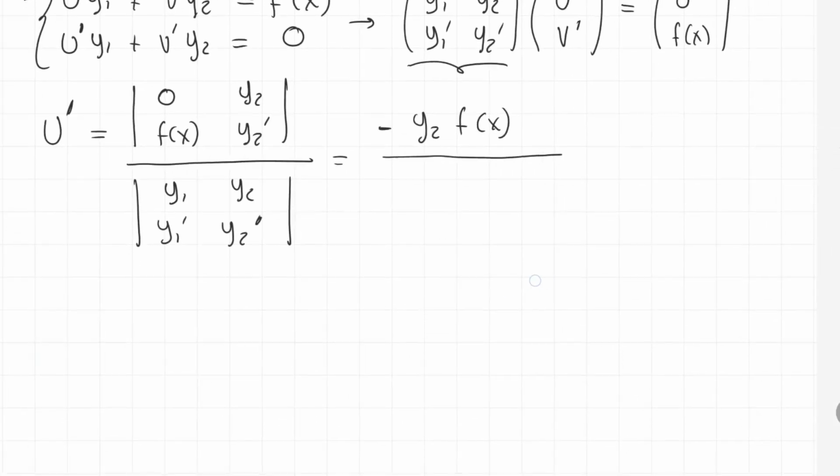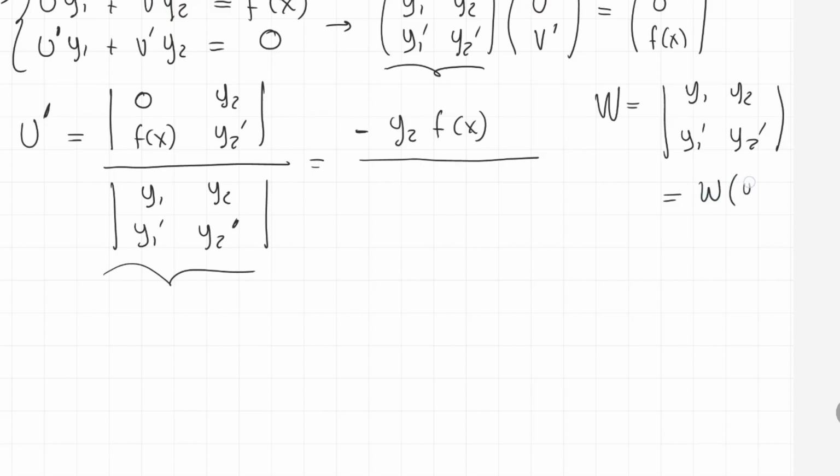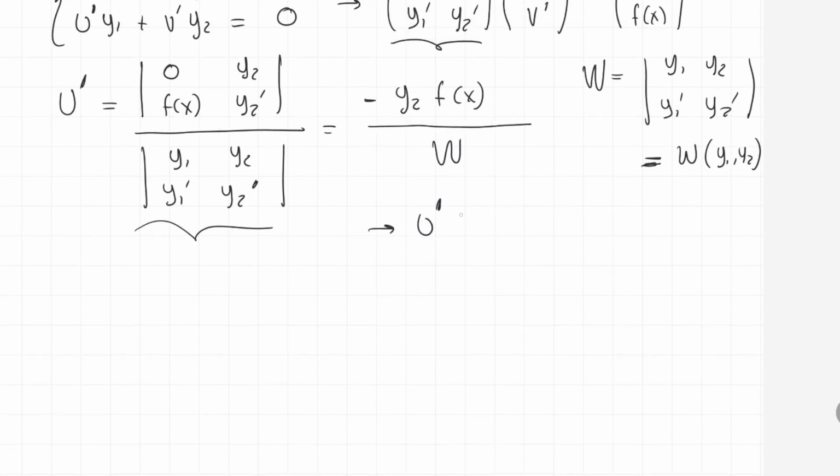but just to simplify things, we are going to define the function which is named the Wronskian, W, equal to all this that we have here. It is going to be the determinant of y1, y2, y1 prime, y2 prime. So actually this is a function of y1 and y2. Again, its name is the Wronskian, a very famous function. So we are just going to write that here. Okay, so we get that u prime is equal to negative y2 f of x over W.